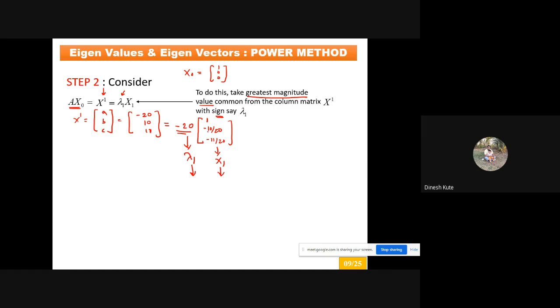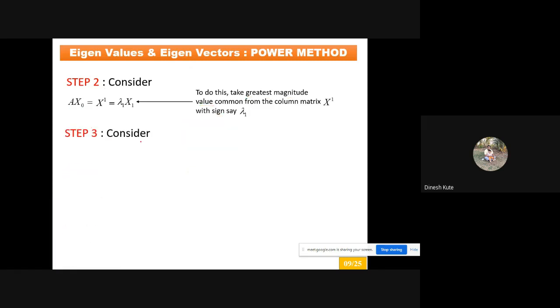In a similar way, to perform the second iteration, we now consider this x1 and multiply the given matrix with this x1. Suppose this matrix is x2. Again from this x2 we take the largest or the greatest magnitude value common, with sign. That will be my lambda 2, and whatever remains in that column matrix we denote by x2. This gives you the second iteration for the largest eigenvalue lambda 2 and the corresponding largest eigenvector x2. So in a similar way we have to perform this iteration. I will show you here.